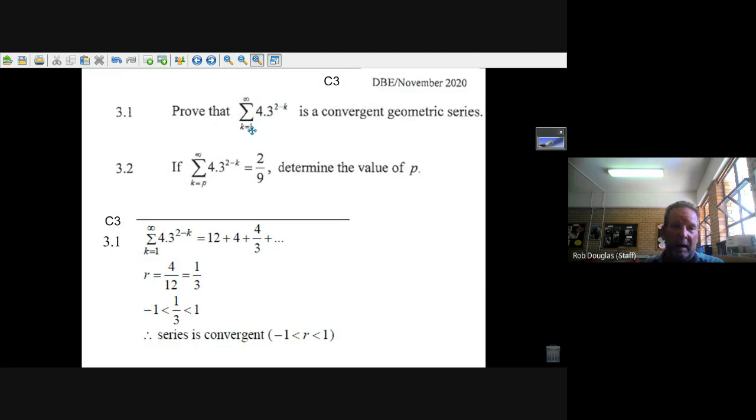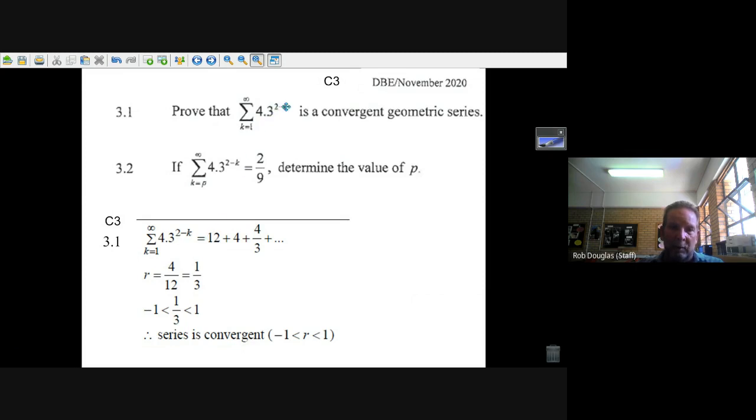Well, maybe this is k equals 1. Sorry, it's k equals p in the next question. I couldn't quite read it there. It's k equals 1. If you want to find the first term, you could get it just by putting 1 in here. 2 minus 1 is just 1, so it's 3 to the 1. The first term is 12.